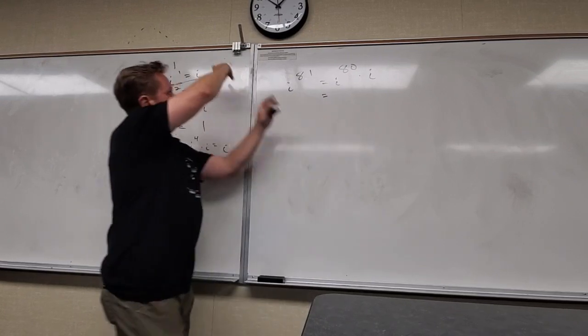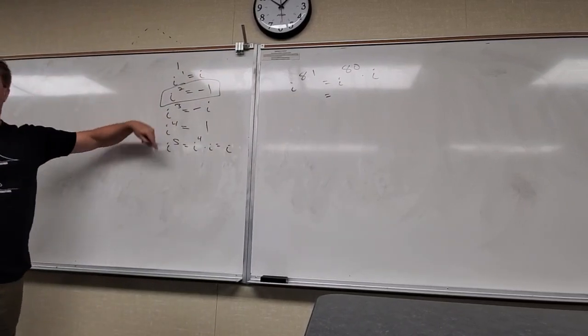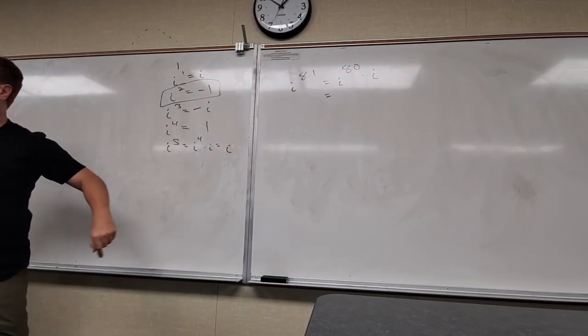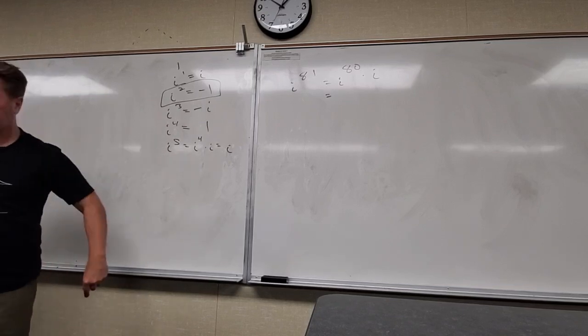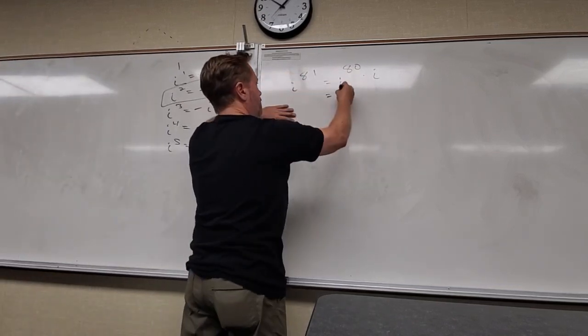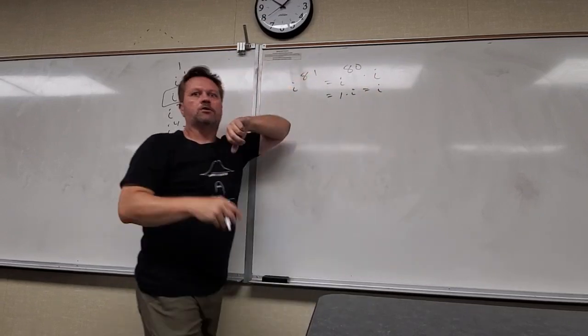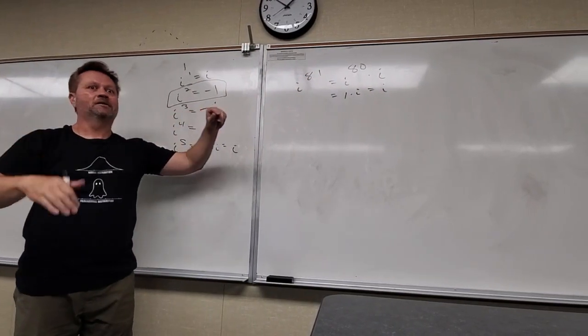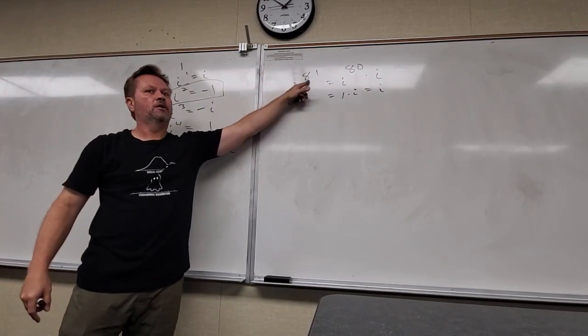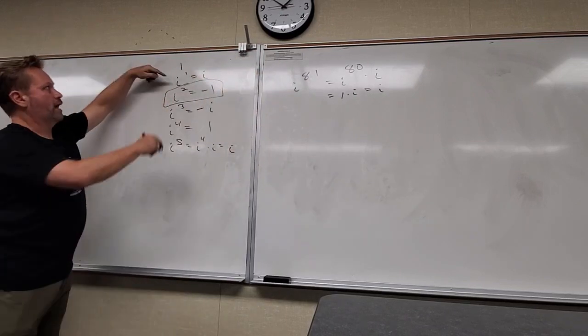Yes. Every 4, i to the 4 is 1, i to the 8 is 1, i to the 12 is 1, correct? That's when you get to a full circle. So this is just going to be 1. So the shortcut is 4 goes into 81, remainder 1. So I'm at i to the first.